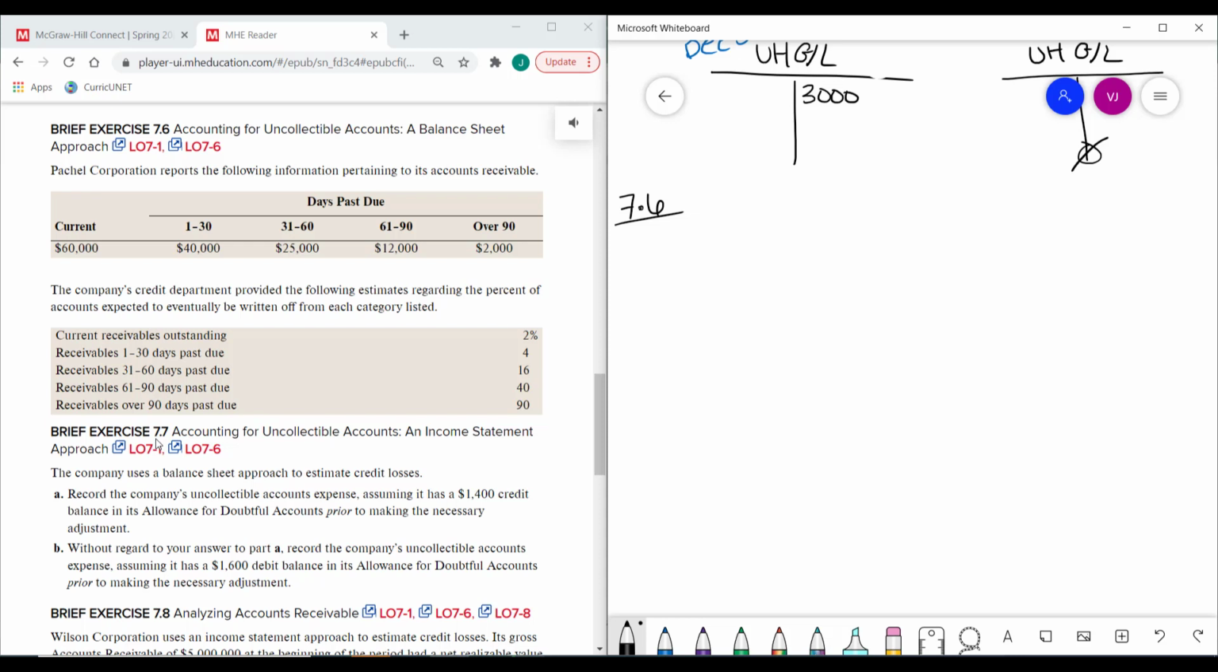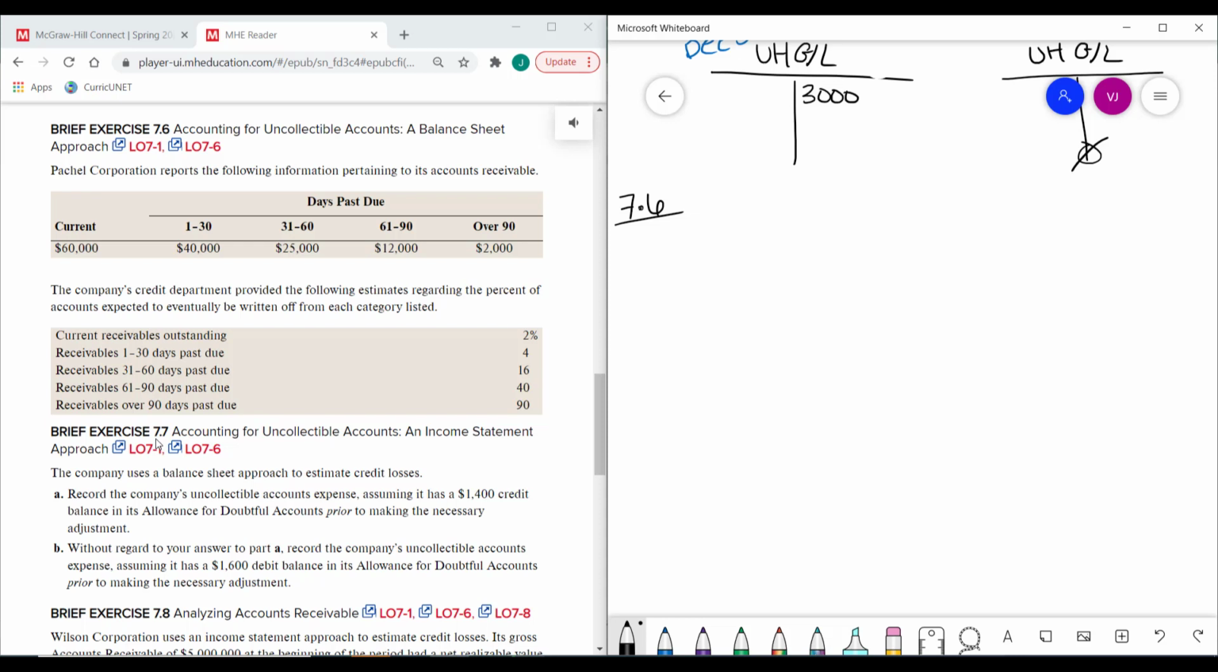Okay, so for example, for the receivables that are current, only 2% they anticipate will be uncollectible. But if you go to the group that's 31 to 60 days past due, for example, they think 16% of that would be uncollectible. If you go to the older accounts receivable that they've been waiting for over 90 days, that there's $2,000 of, they expect 90% of that to never be collectible.